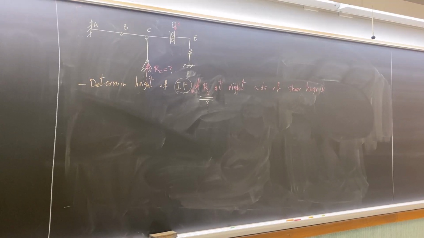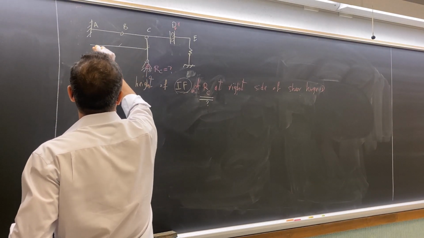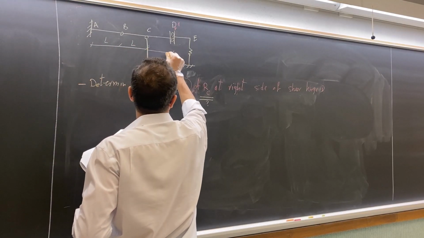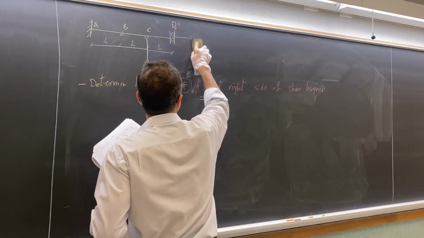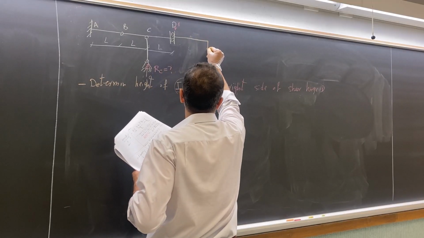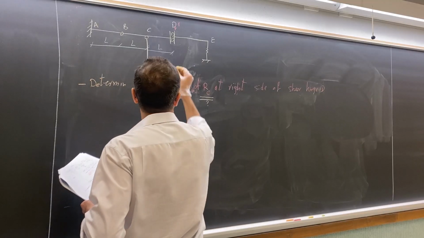So let's look at the free body diagram. That would be helpful. The dimensions are in this way. From A to B is L, from B to C is L, from C to D is L, and my apology, my drawing wasn't to scale, so just extend this, because the distance from D to E is 2L.